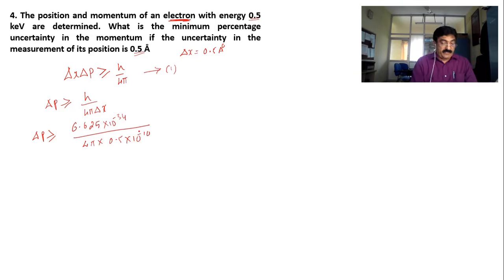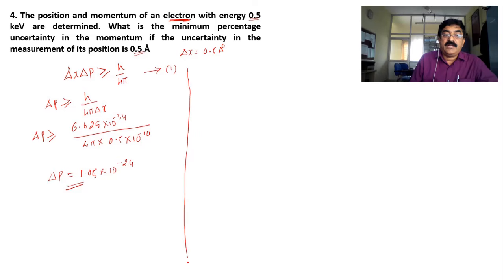Now let us simplify this first. 6.625 into 10 to the power of minus 34 divided by 4 into 3.14 into 0.5 into 10 to the power of minus 10. So this comes out to be 1.05 into 10 to the power of minus 24. This is the error or uncertainty in the momentum measurement.